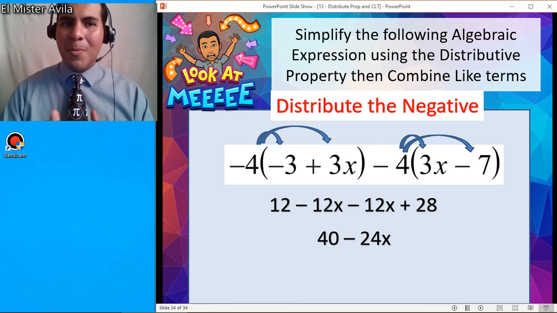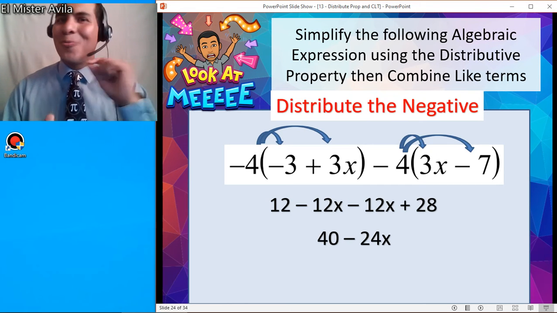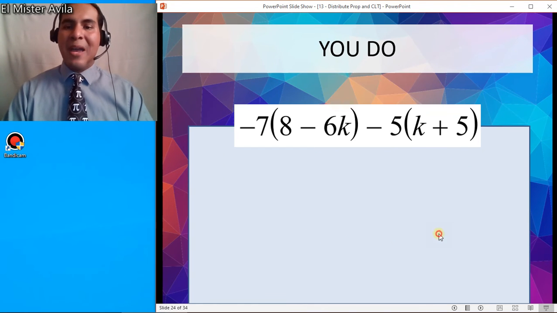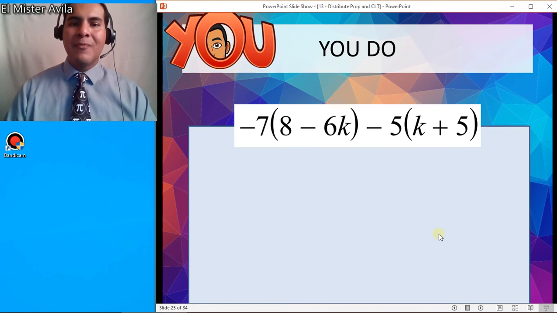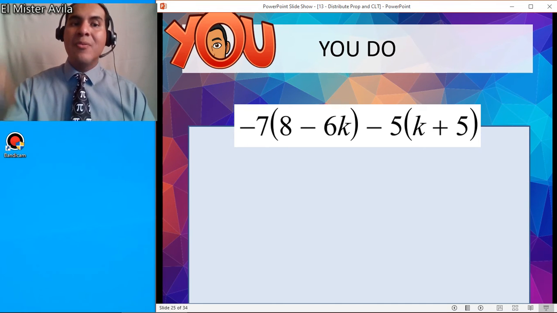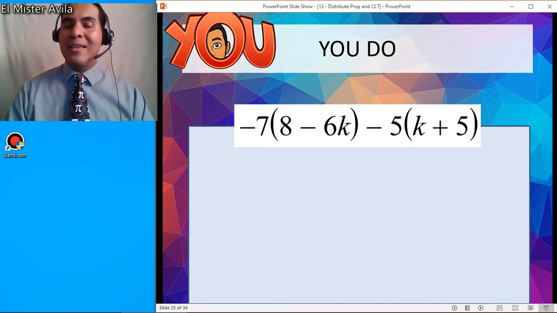Again, if you're having a little trouble with this, it goes back to the rules of integers. It's very tricky, all those rules. And so if you're in a little trouble, you might have to go back to redo those rules. Okay, take a look here. I want you to try this. Write this down, pause the video, try it out, and see if you get it correct. And we're moving on in 3, 2, and 1.